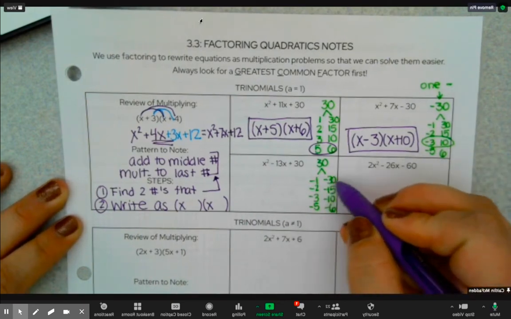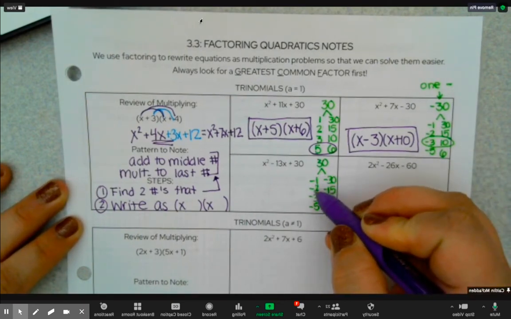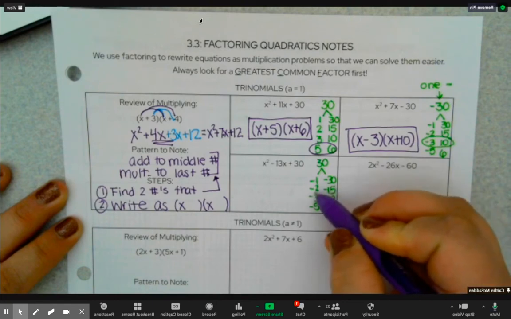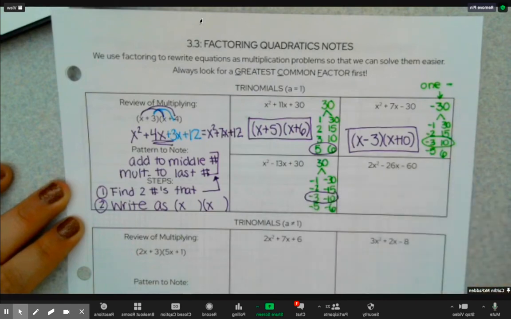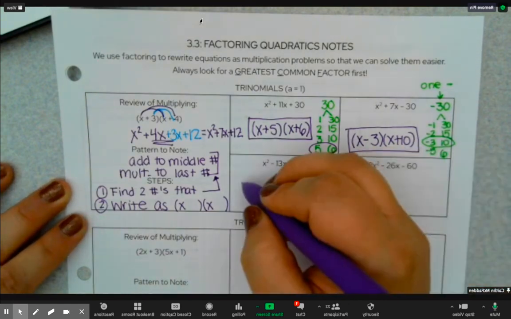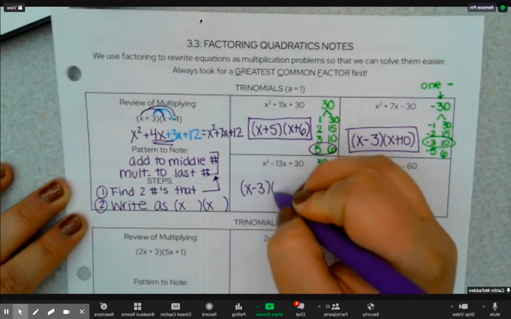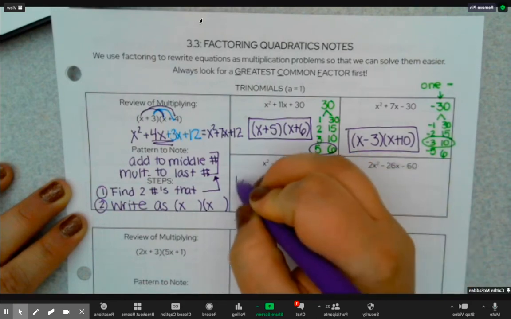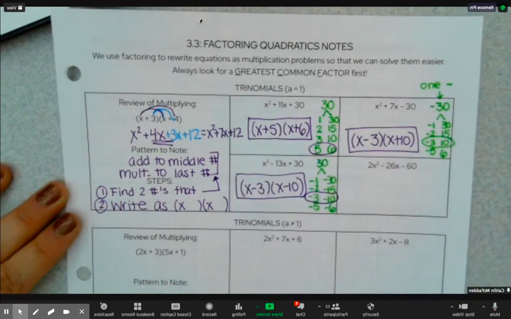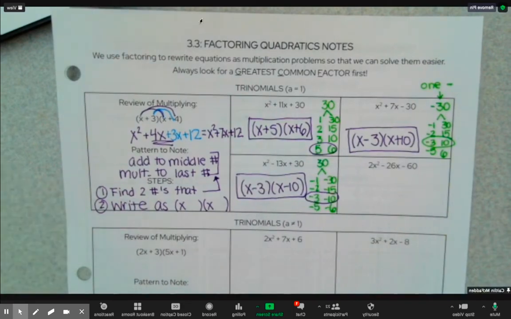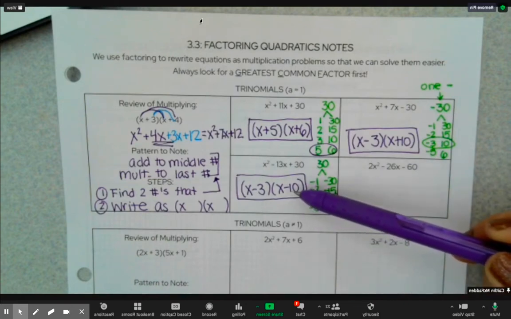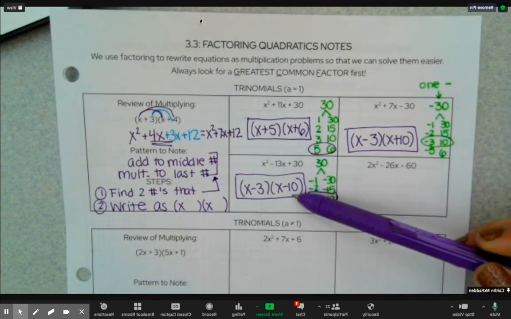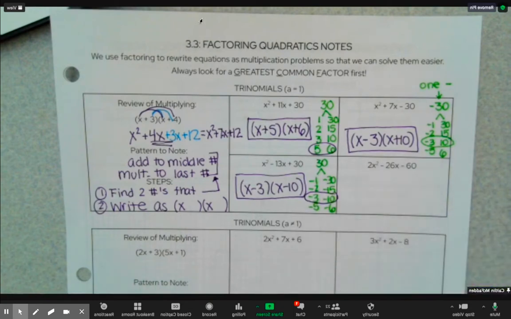And then I'm going to look down my list. Negative 1 and negative 30, negative 2 and negative 15. Be careful. A lot of people think it's that one. This one makes negative 13. So negative 3 and negative 10. And just a reminder, we're just changing the way the problem looks. These are the same thing, but this one is going to be easier to solve eventually. And it's going to be easier to work with, and I'll show you why when we get to those sections. We have to learn how to factor before we can use factoring.